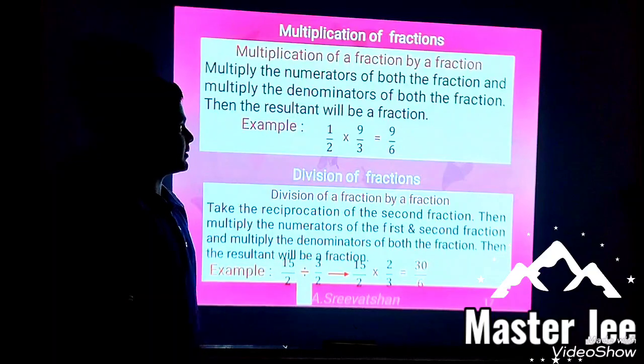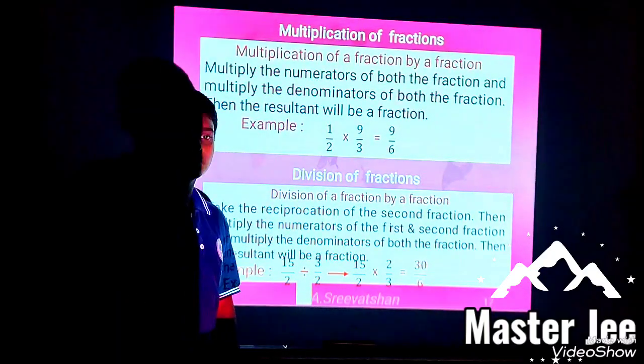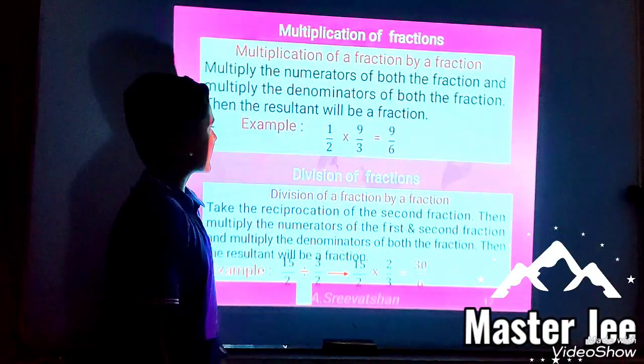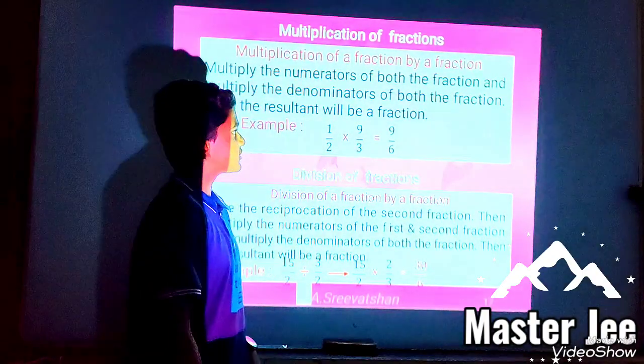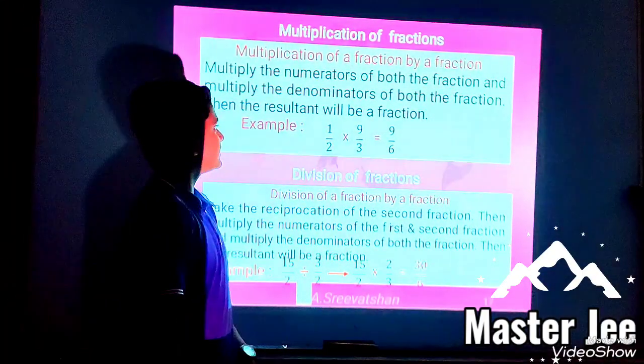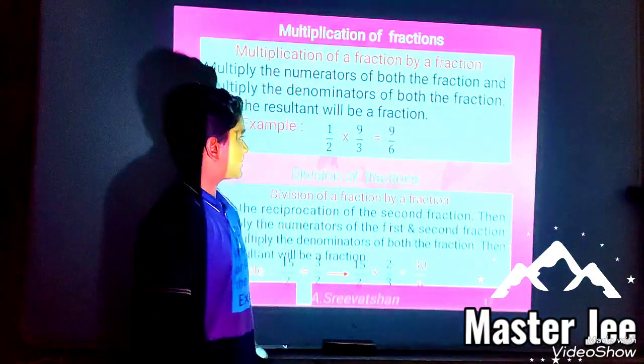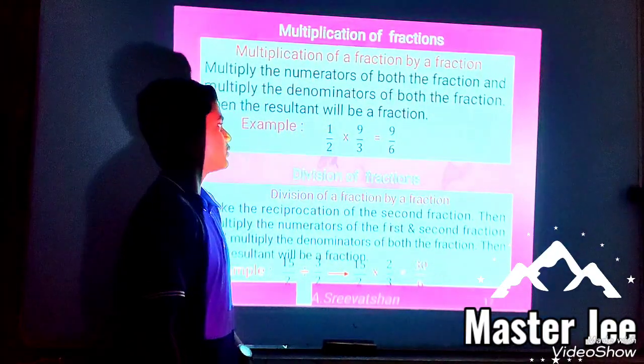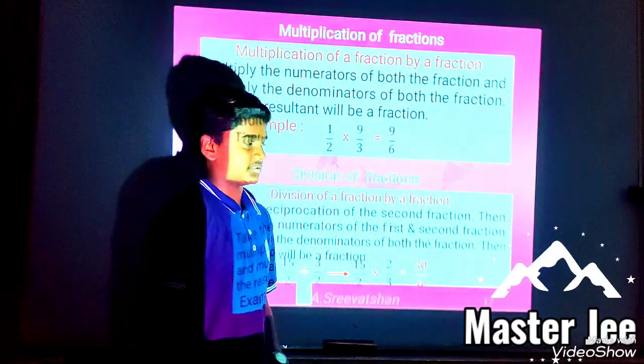Multiplication of a fraction by a fraction. Multiply the numerators of both the fractions and multiply the denominators of both the fractions. Then the resultant will be a fraction. Example, 1 by 2 into 9 by 3 is equal to 9 by 6.